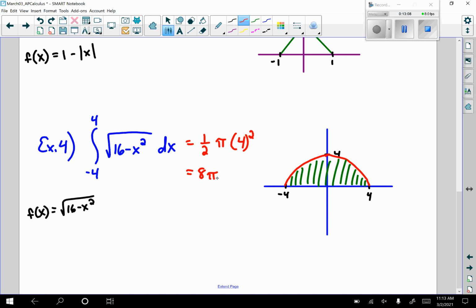So what's nice is if we have a nice geometric figure formed from our graph, we could just use the formula for area of that figure to help us evaluate the integral. That's not always going to be the case, and that's what we're going to eventually move on to for upcoming sections throughout Chapter 5.